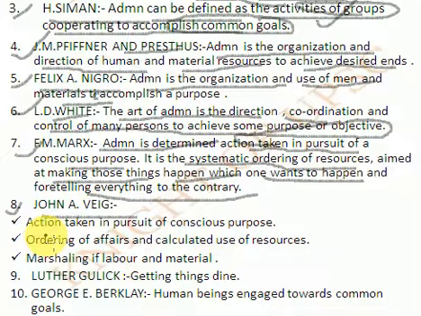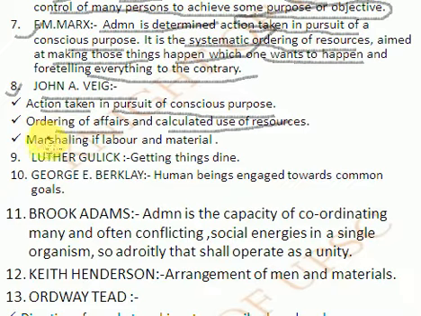John A. Veig said that administration is action taken in pursuit of conscious purpose, ordering of affairs and calculated use of resources, and marshalling of labor and material.